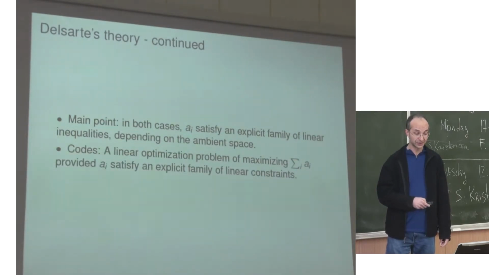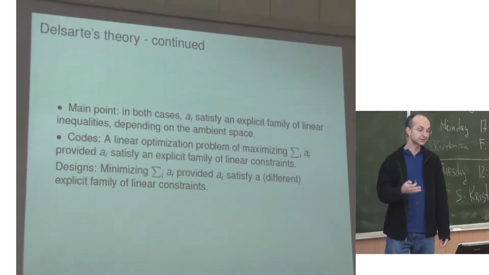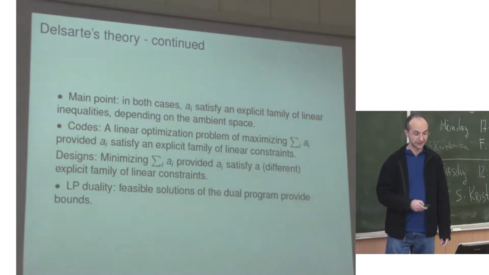So taken all together, we obtain a linear optimization problem. We have these numbers A_i, which satisfy an explicit family of linear constraints, and we want to maximize, to ask how large this could be. This is a linear relaxation of the combinatorial problem we're trying to solve. This maximum would be an upper bound for the size of the code, and for designs we get a similar, somewhat dual problem of minimizing the sum of A_i given a different family of linear constraints.